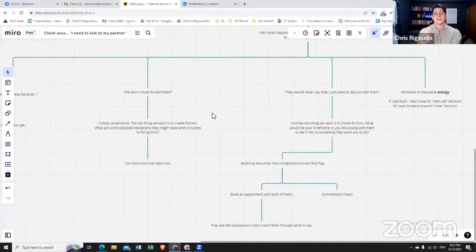What I want to do then is, I totally understand, the last thing we want is to create friction in the company or in the family. What are some possible hesitations they might have when it comes to you fixing X and Y and Z? Or what are some possible hesitations they might have when it comes to you becoming more fit or becoming the best version of yourself? The hesitation that will bubble up is the objection that the person in front of you has.